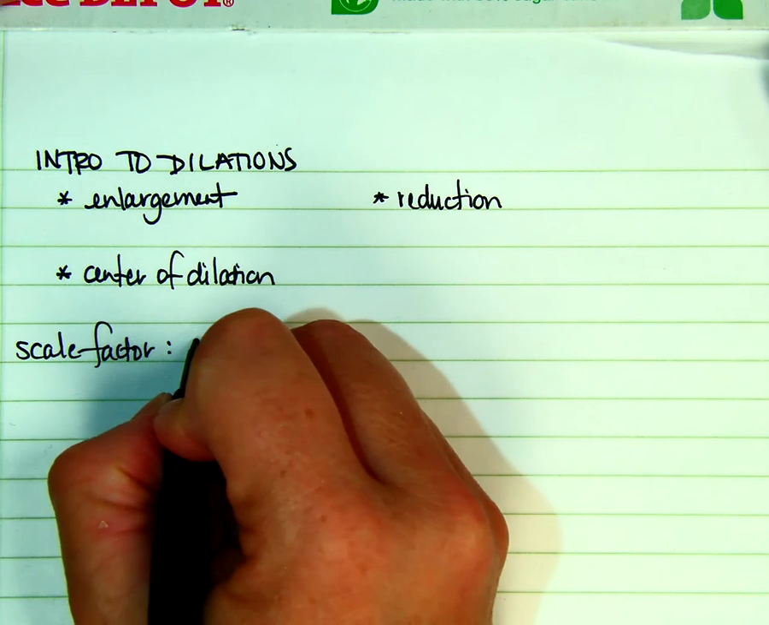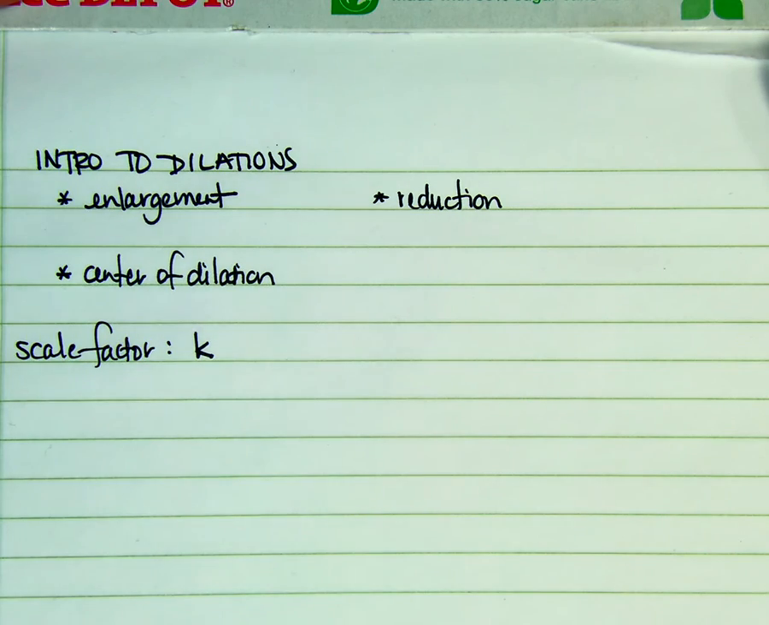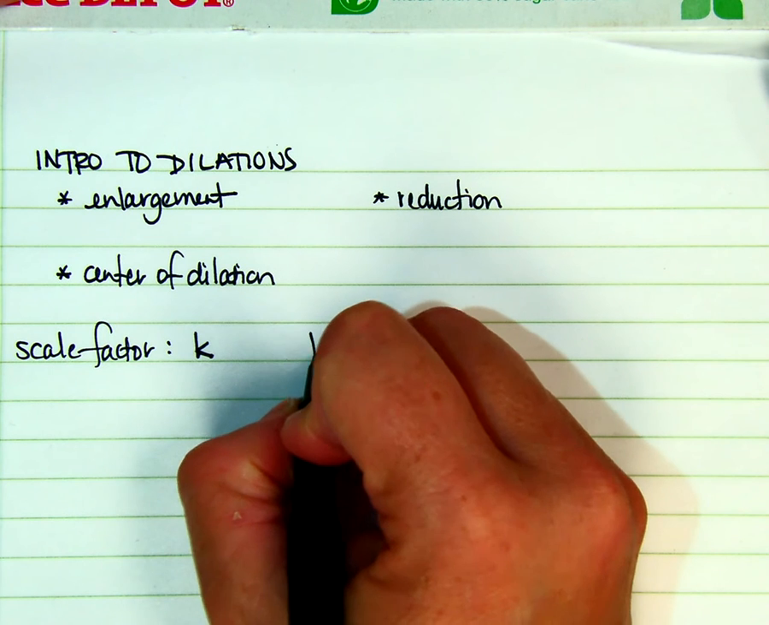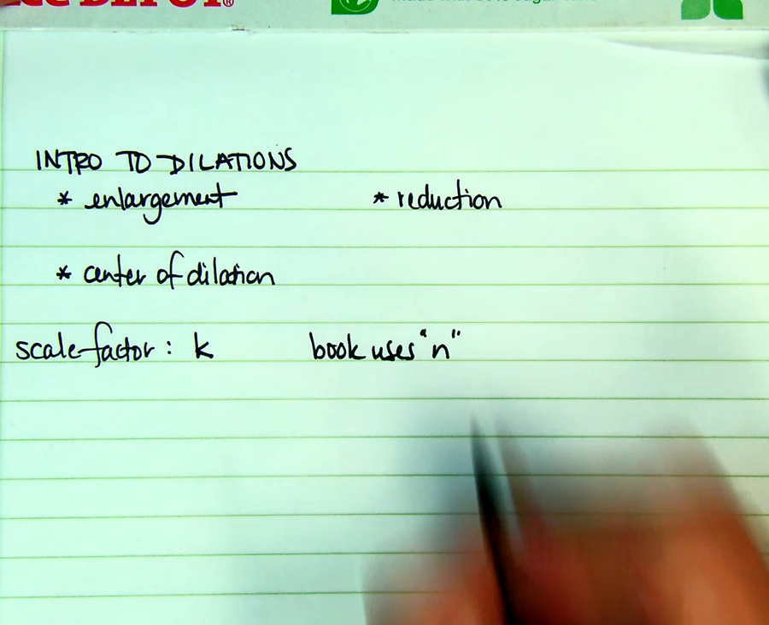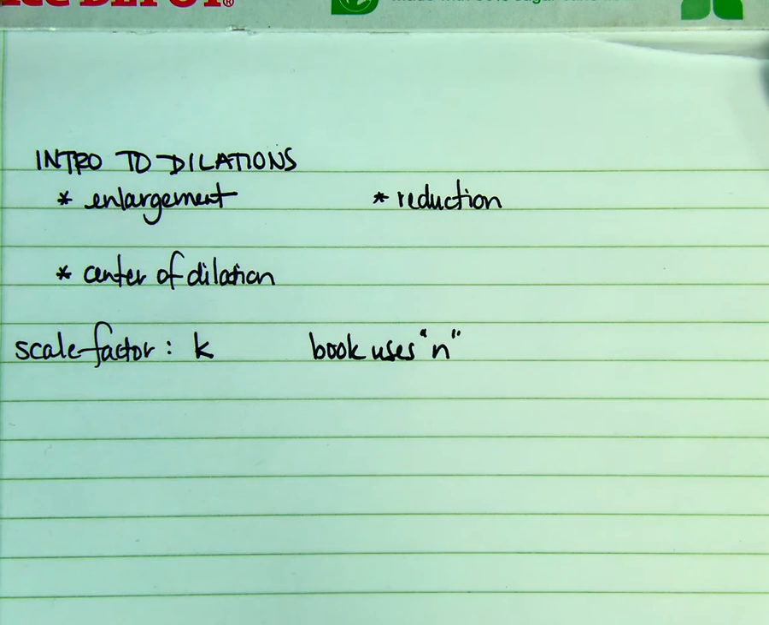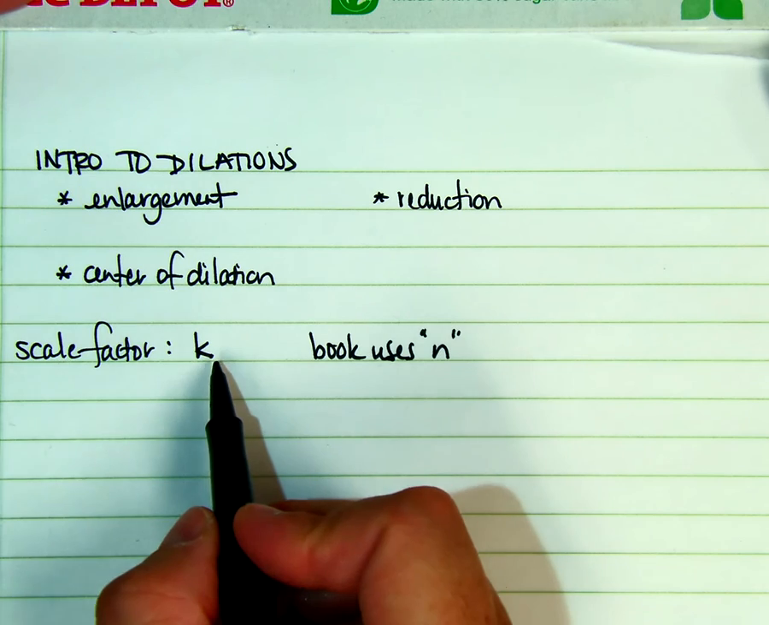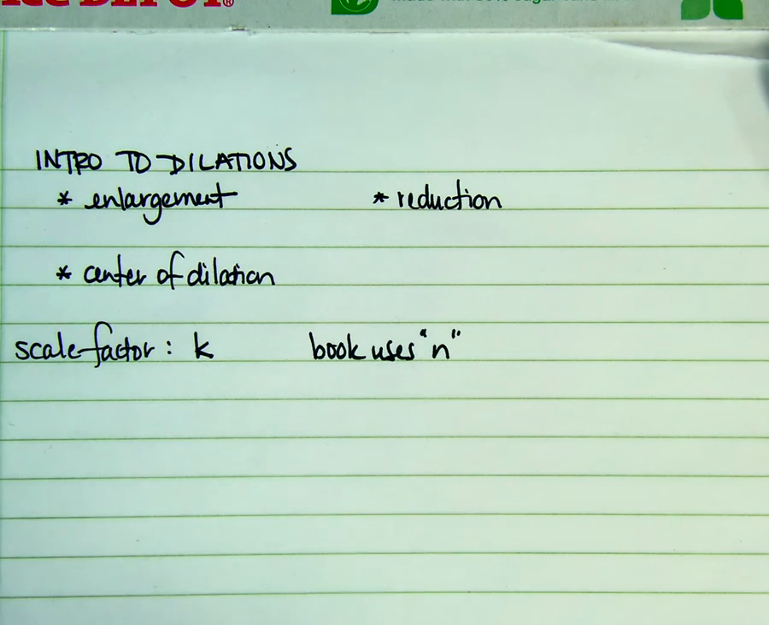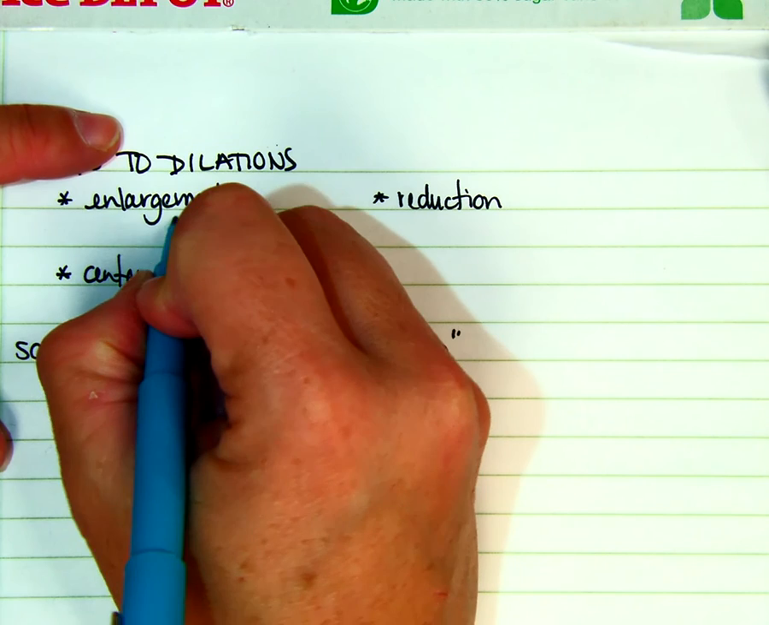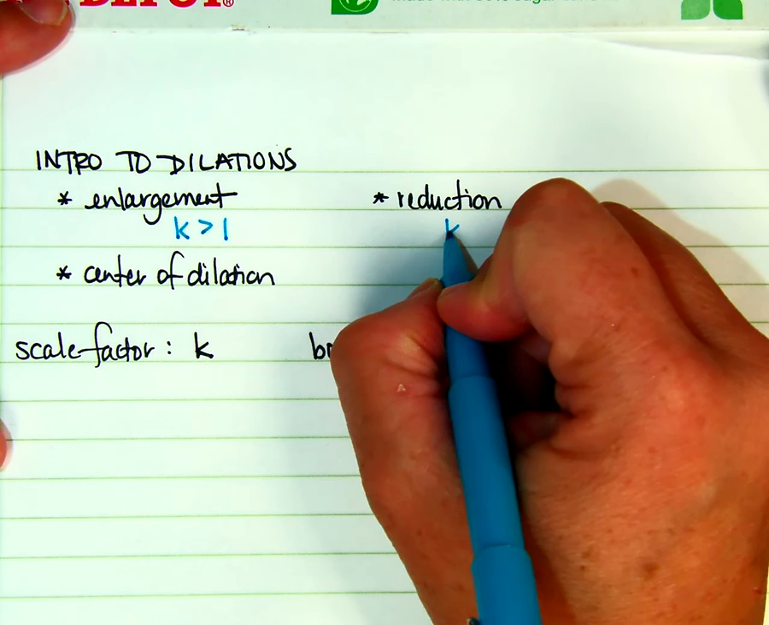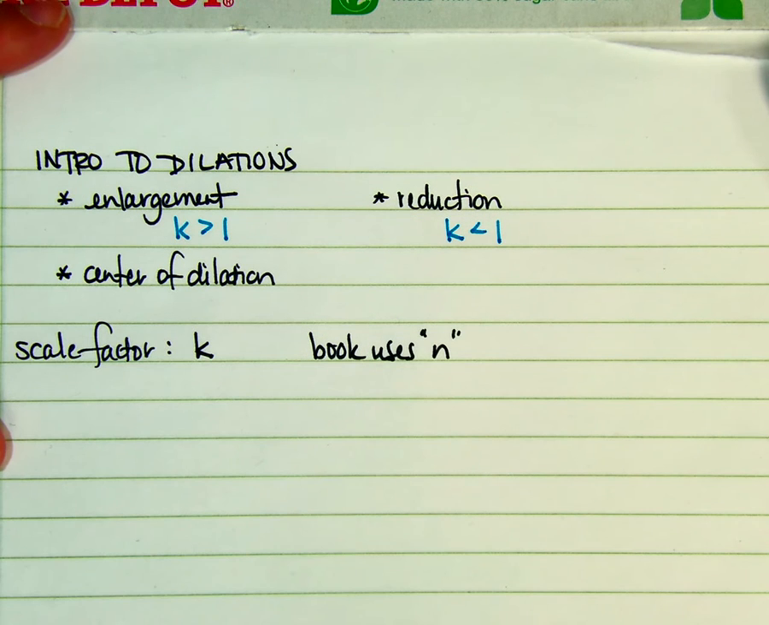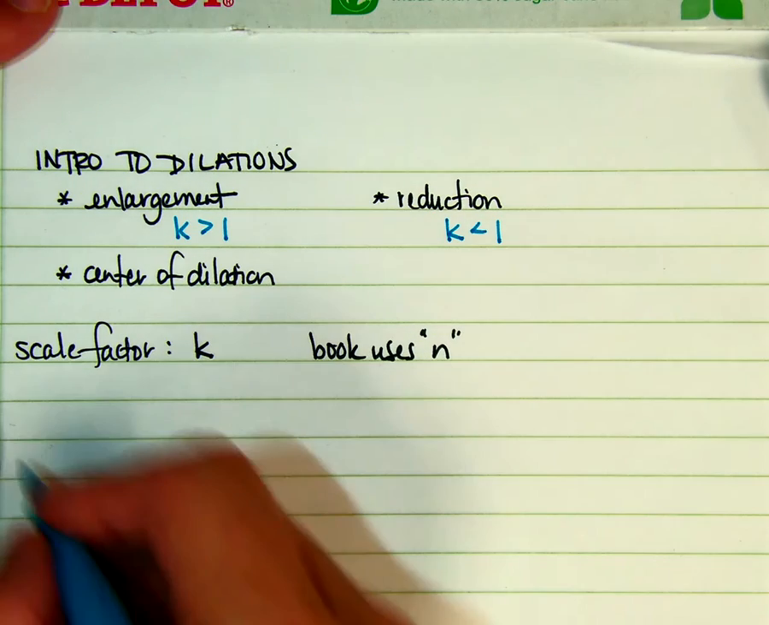I will always use the letter K for scale factor, but just FYI, your book uses N. I do not know why, but I will always use K. If you have an enlargement, your scale factor has to be greater than 1. And if you have a reduction, your scale factor has to be less than 1.